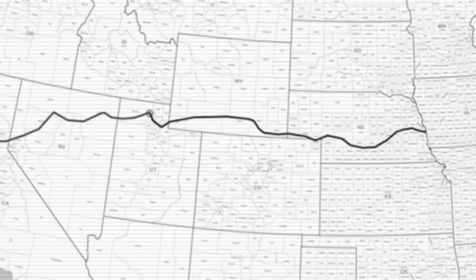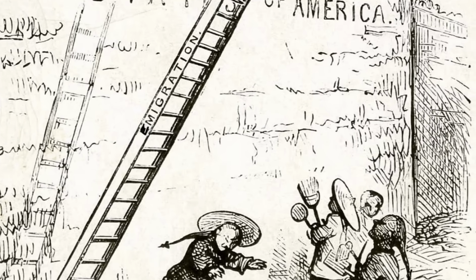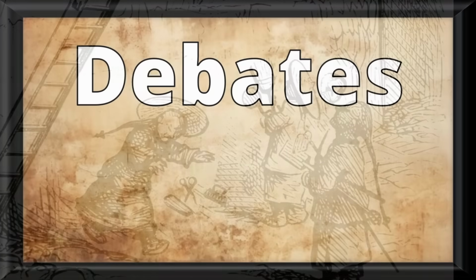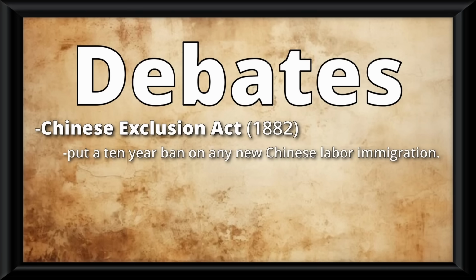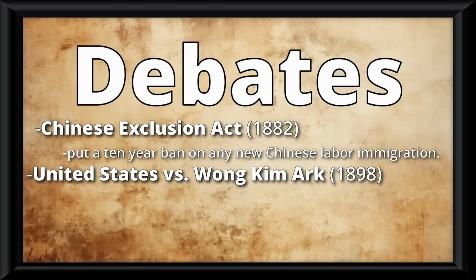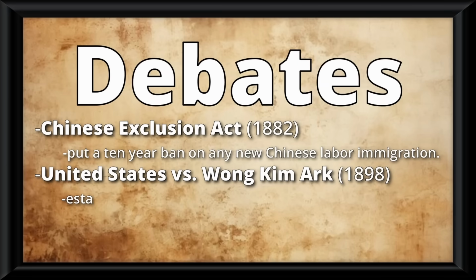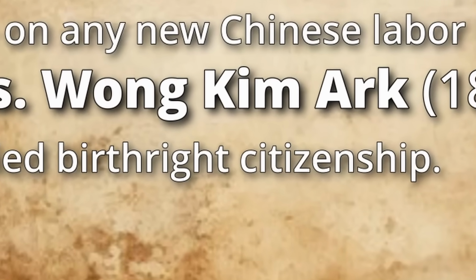First of all, do you remember all those Chinese immigrants that risked their lives to do dangerous work building the Transcontinental Railroad? Well, here's a fun story. There was so much anti-Asian racism that by 1882, America passed the Chinese Exclusion Act that put a 10-year ban on any new Chinese labor immigration. But you also have good things too. Like for example, in the Supreme Court case US versus Wong Kim Ark, it established and solidified birthright citizenship, meaning anyone born in the US is a US citizen.